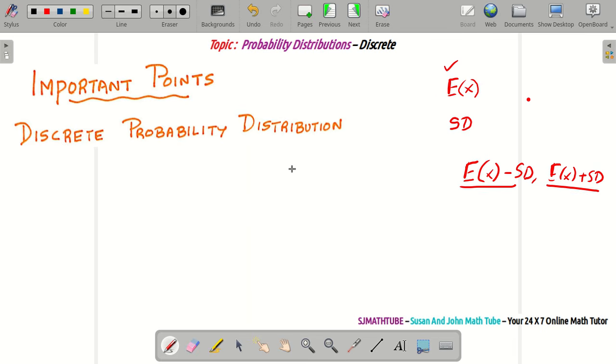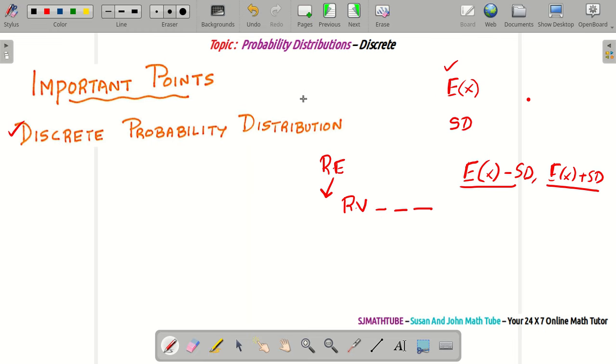My friends, I'll repeat once more. We have a random experiment, and the random experiment will be converted into some numerical values or numbers by using our random variable. And then we calculate the probability values for each and every possible value of the random variable, and that gives us the probability distribution function.